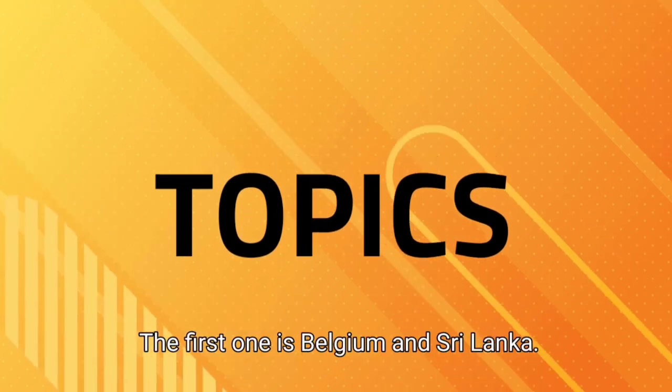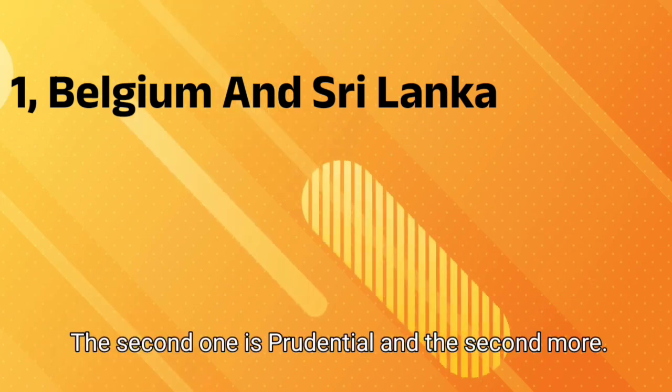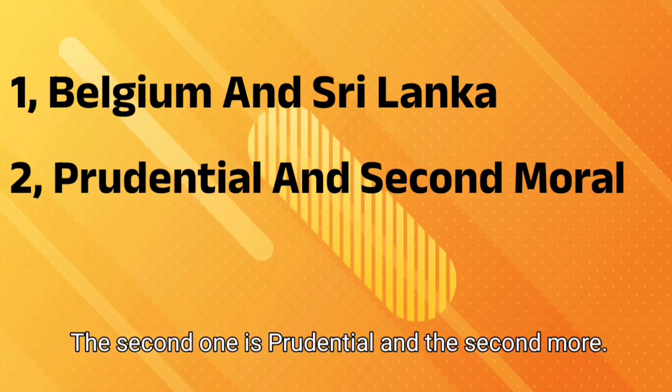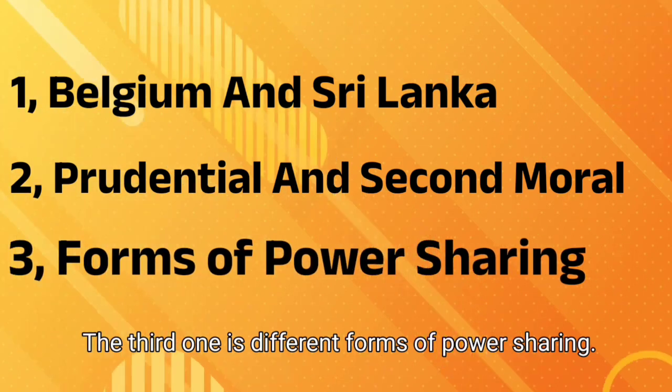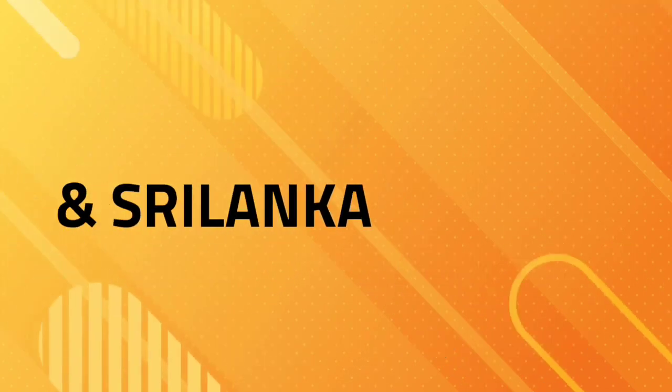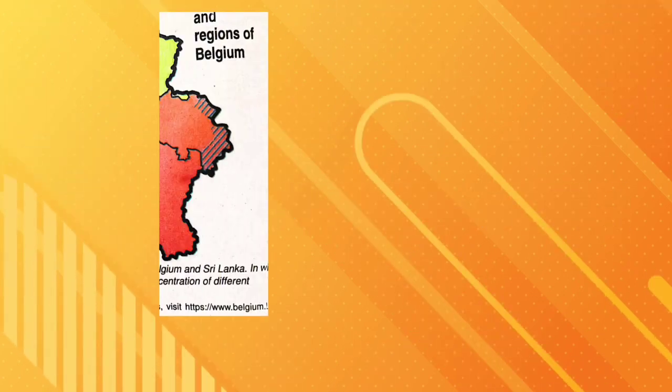The first one is Belgium and Sri Lanka. The second one is prudential and moral reasons. The third one is different forms of power sharing. So let's start with Belgium and Sri Lanka.